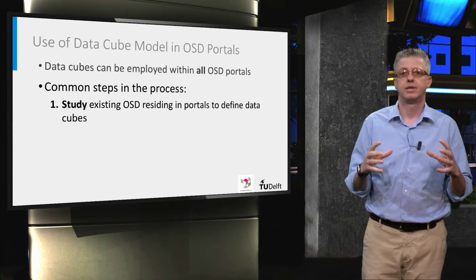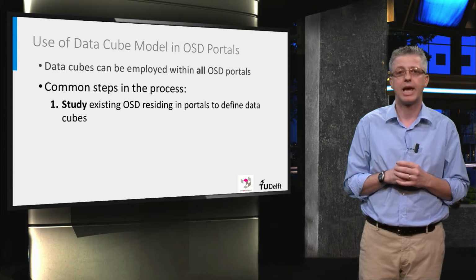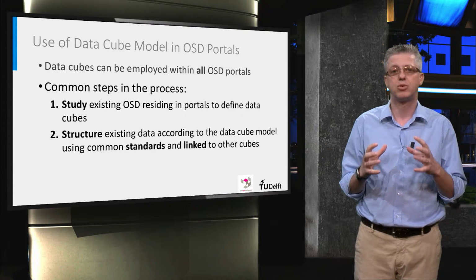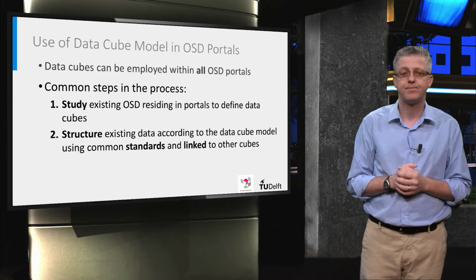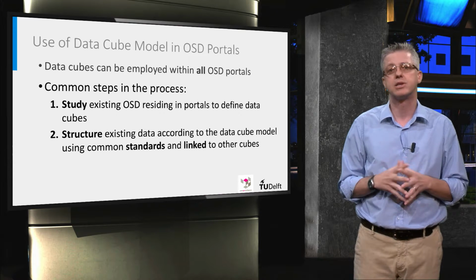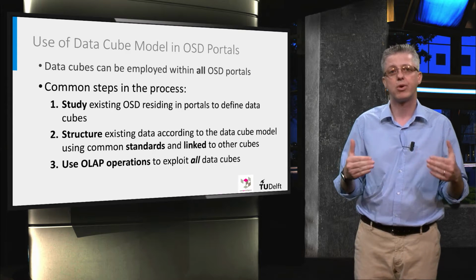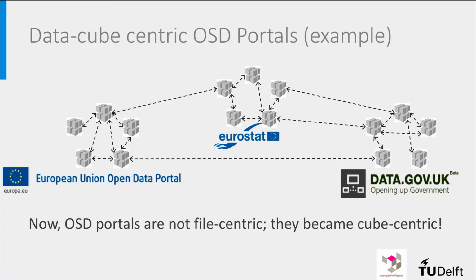First, existing open statistical data residing in portals is studied to identify cube characteristics like measures and dimensions. Then, data is structured according to the data cube model, for example, for unemployment, poverty, etc., using some common standards. And, more importantly, data cubes are linked to other compatible data cubes in the same or in other portals. Finally, new OLAP operations can be used to exploit all data cubes and not just one. Here, you see a hypothetical example of 3 open statistical data portals that have now changed from file-centric into cube-centric.